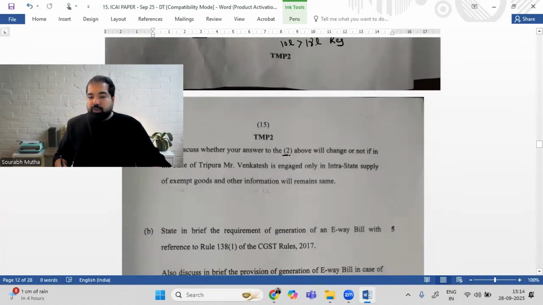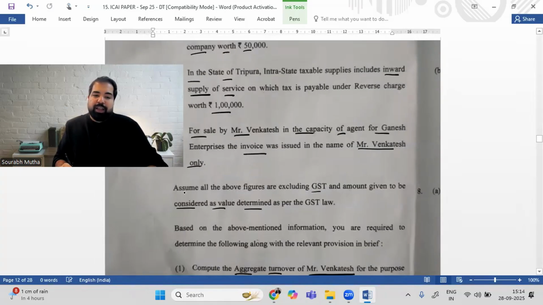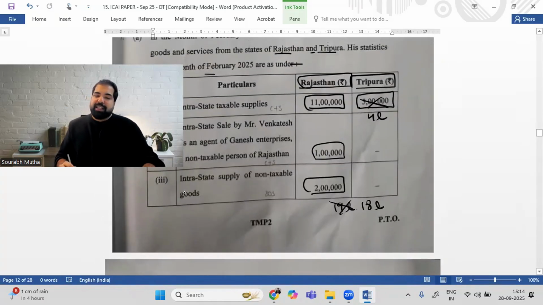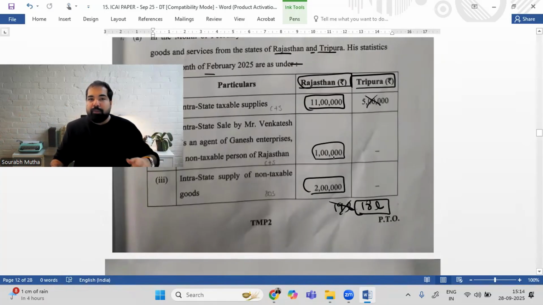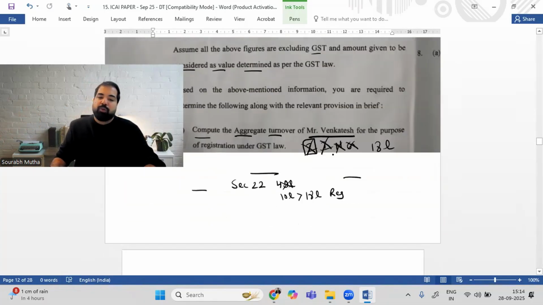There's an additional point here. Discuss whether your answer in 2, which says that you should register, will change if the state of Tripura is supplying only intra-state supply, which is exempt goods? Now, guys, if you're supplying something which is exempt, that means you don't have to tax, you will still include it in aggregate turnover. So aggregate turnover is still 18 lakh rupees. But you will not consider the Tripura limit now because Tripura is only supplying exempt supply. So it will not be the 10 lakh limit, it will be the 20 lakh limit and you don't have to register.